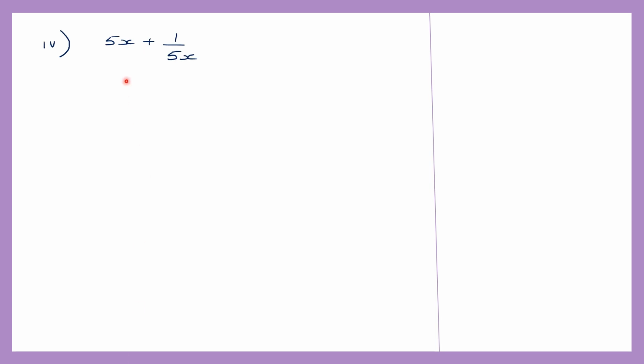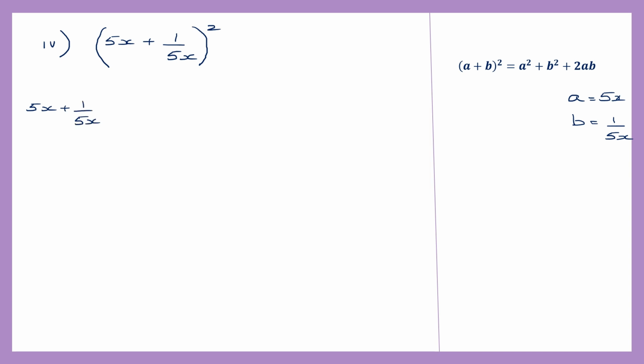Question 4. 5x plus 1 by 5x, we have to find the square of this. So put it within brackets and the square. So now this is in the form of a plus b the whole square. So let's apply this identity. A plus b the whole square is a square plus b square plus 2ab. And what is a? A is the first term which is 5x. And what is b? B is the second term which is 1 by 5x. So let's apply this identity to find 5x plus 1 by 5x the whole square.